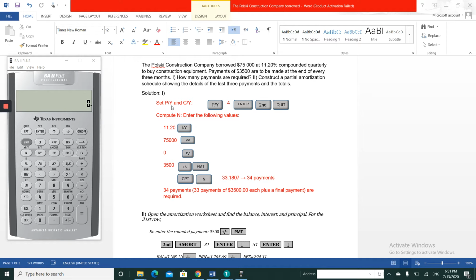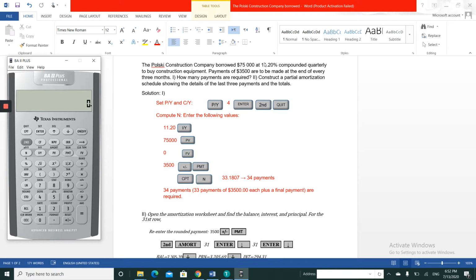You can see the steps to enter in the financial calculator to find n, but I can show you also on the calculator. So I need to set PY and CY. PY is the number of payments in 1 year. Payments are at the end of every 3 months, so in 1 year we have 4 payments. So 4, then enter. It is quarterly, so there is no need to change CY. We can quit. Second, quit.